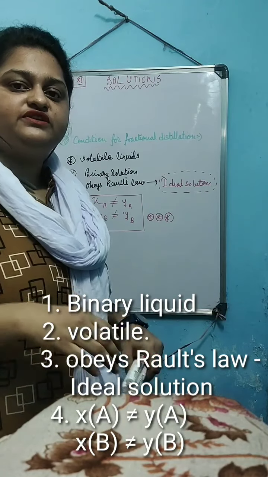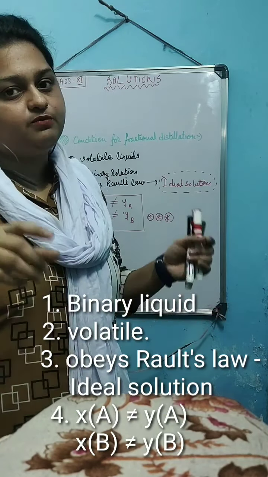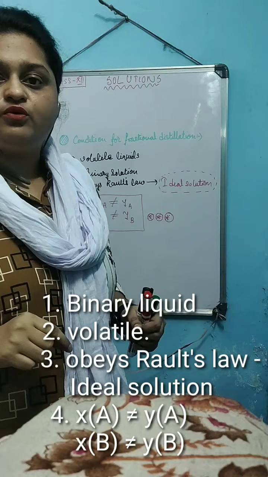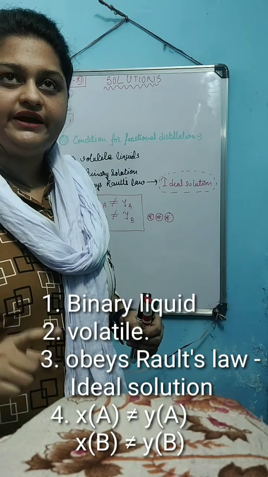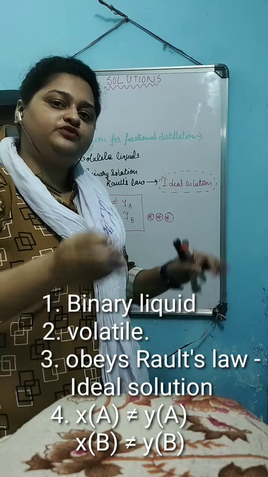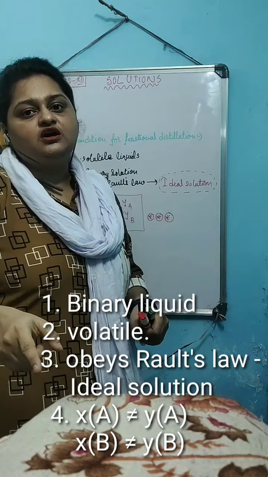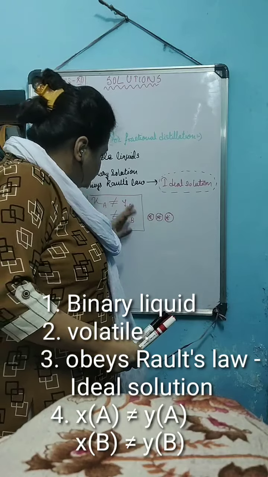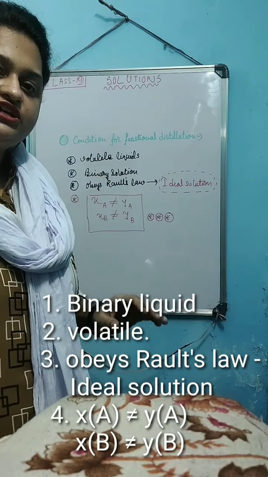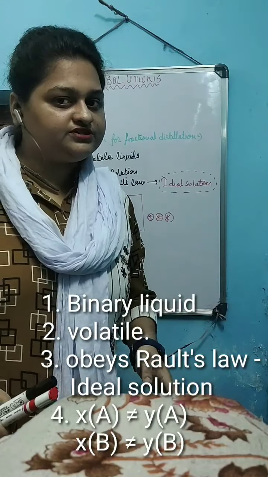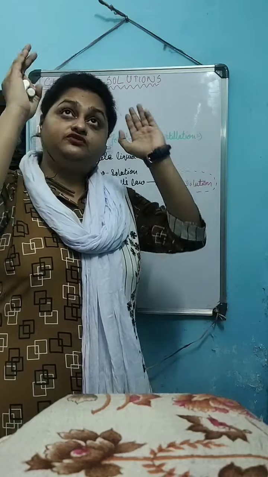If you remember from our previous classes, we have taken XA as the mole fraction of the solvent in the solution phase, whereas YA was the mole fraction of the solvent in the vapor phase. On the other hand, XB was taken as the mole fraction of the solute in the solution phase, and YB was the mole fraction of the solute in the vapor phase. The last and most important condition is saying that the mole fraction in the solution phase should not be equal to the mole fraction in the vapor phase for each of the components.